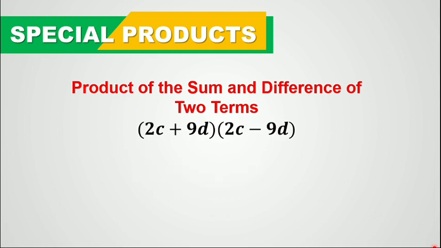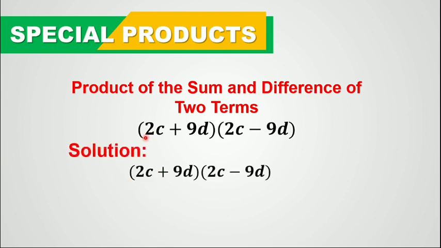Now let's have this one. 2c plus 9d times 2c minus 9d. So this is plus and this is minus. They have the same terms. So again, just square the first term. So quantity 2c squared, that's 4c squared. And then minus quantity 9d squared, that's 9 squared, that's 81. D squared, that's d squared. So therefore, this is the final answer. 4c squared minus 81d squared.